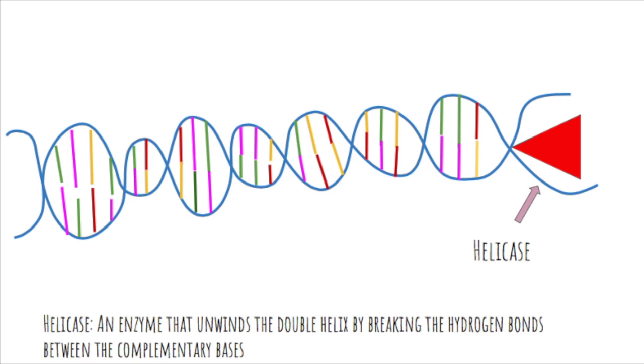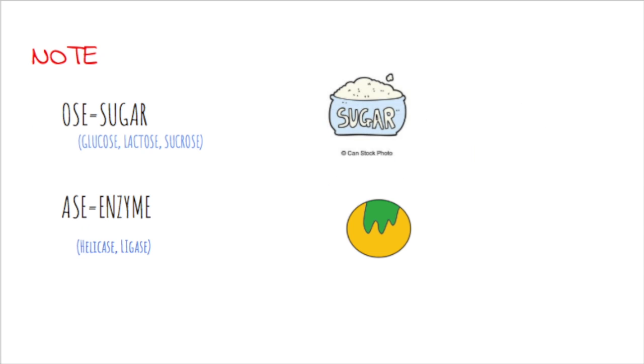the unwound DNA. Note, just like "ose" equals sugar, such as glucose, like lactose or sucrose, "ase" equals enzyme, such as helicase, glycase, or primase.